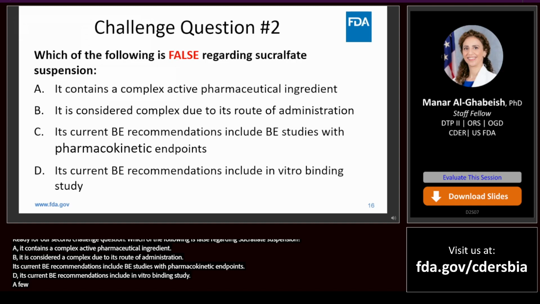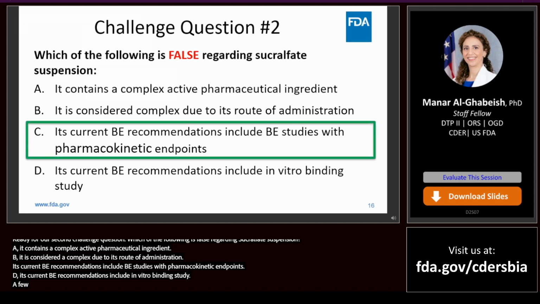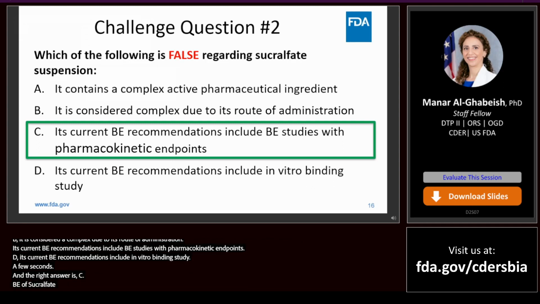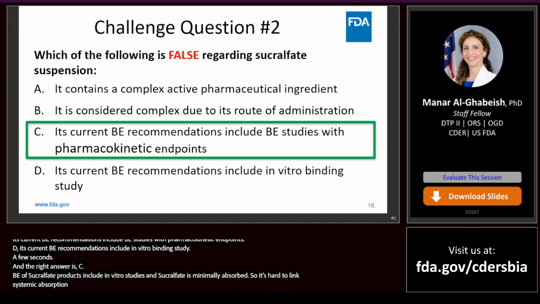And the right answer is C. BE of sucralfate products includes in vitro studies, and sucralfate is minimally absorbed. So it's hard to link its systemic absorption and the pharmacokinetic endpoint to its local action in the GI.